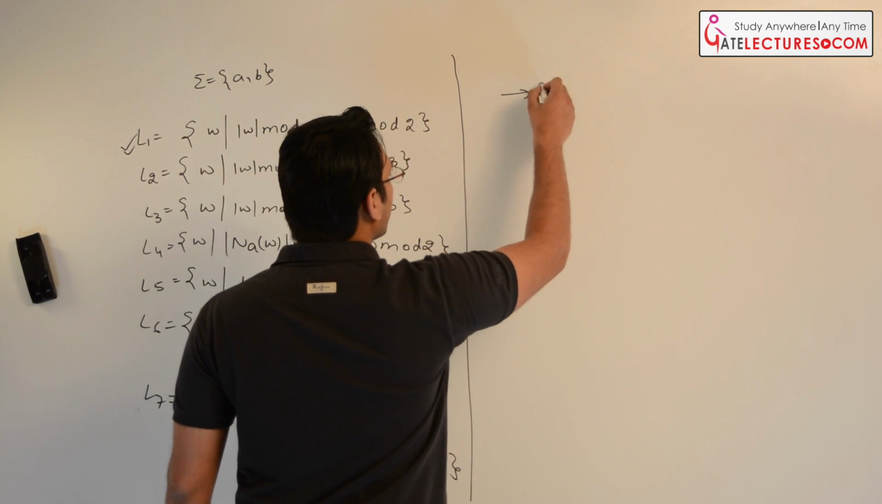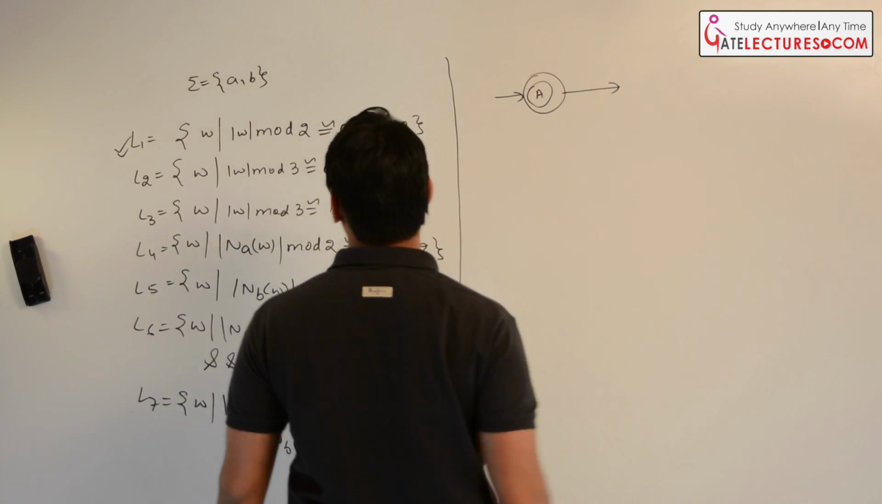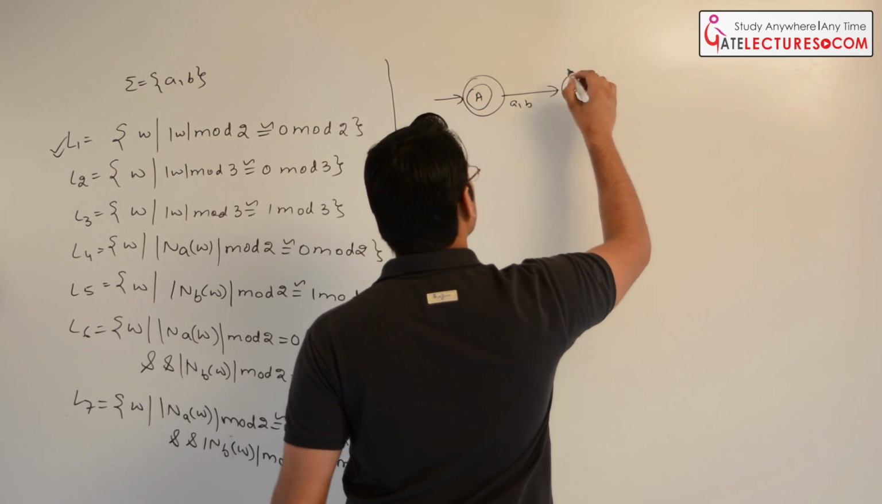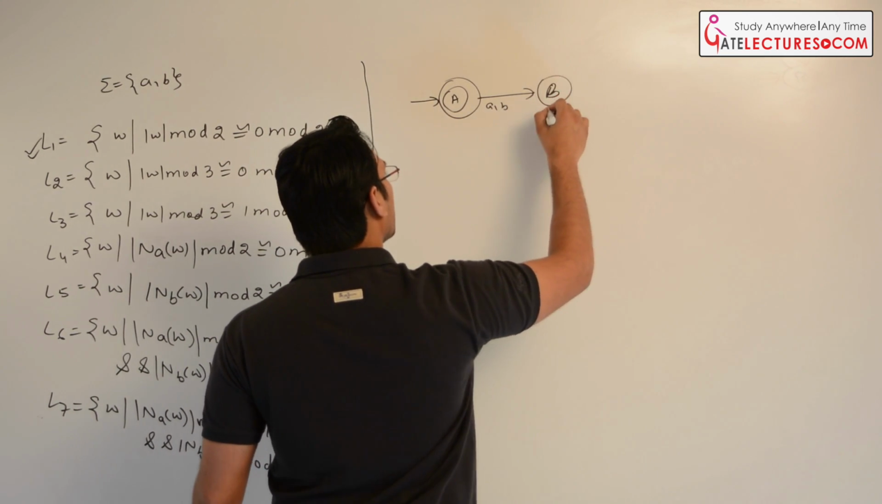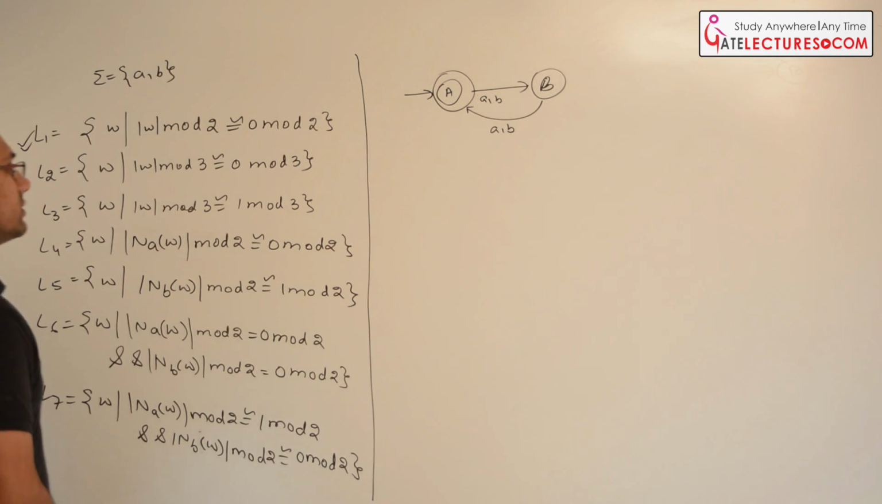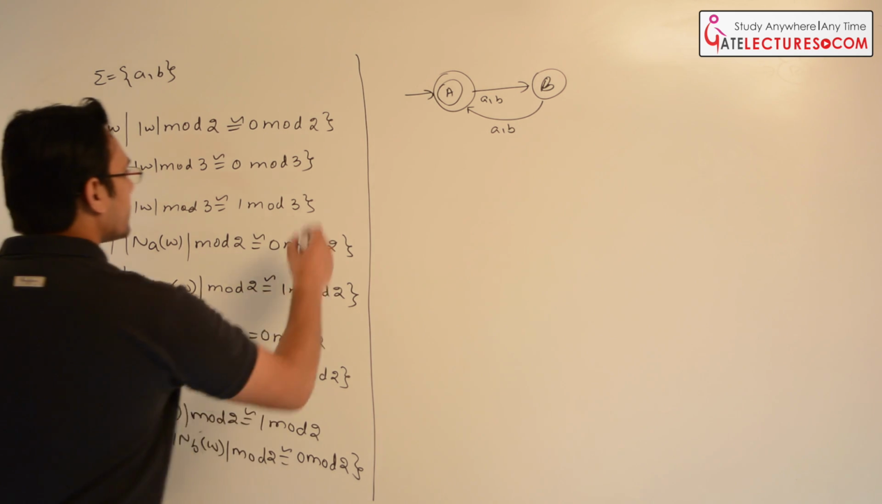The initial state is A, which is also the final state. If we see a or b, we go to state B. Again, if we see a or b, we go back to state A. We have already seen this. The length of the string should be even. Fine. Now let us see the second diagram.